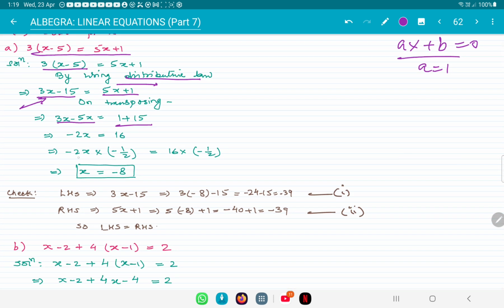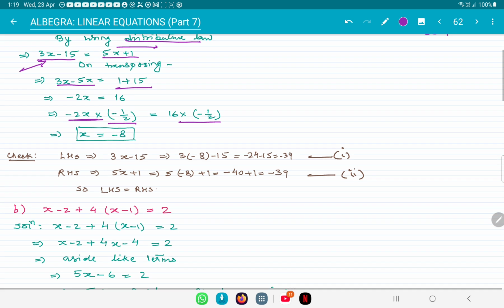Now we have to eliminate minus 2, because we want the coefficient of the variable to be plus 1. So we have to multiply by minus 1 by 2, and the same thing we have to do on the right hand side also. So 16 into minus 1 by 2 is minus 8. So x is equal to minus 8. So this is our final answer.